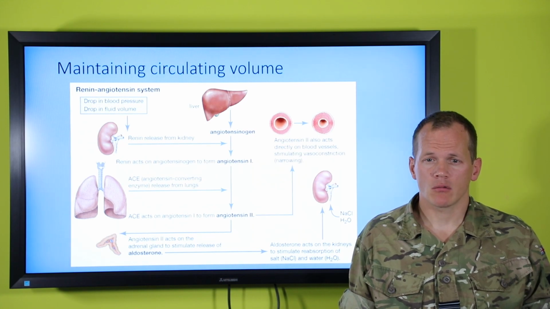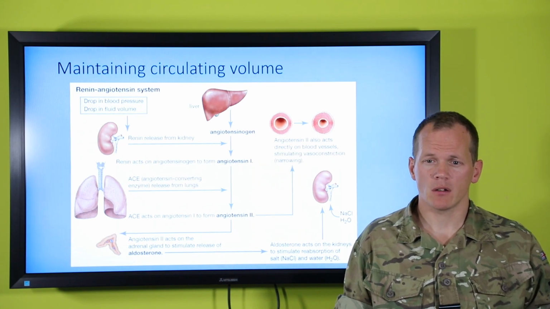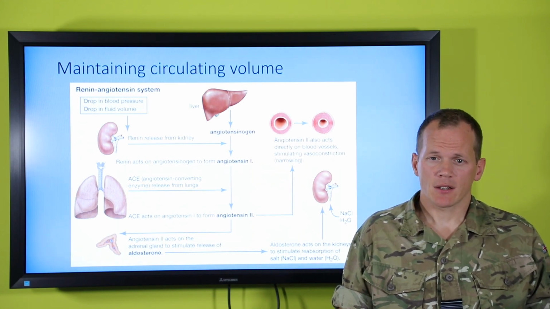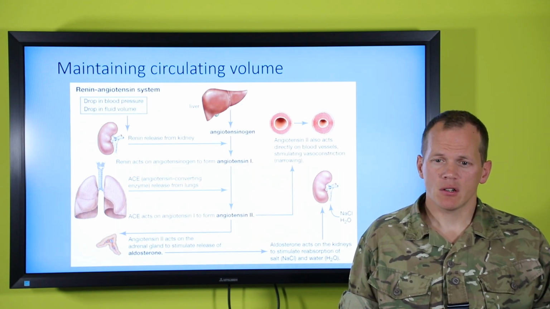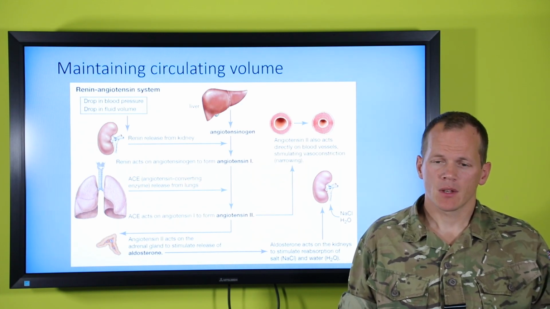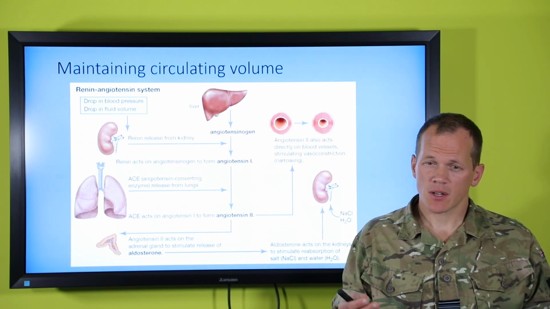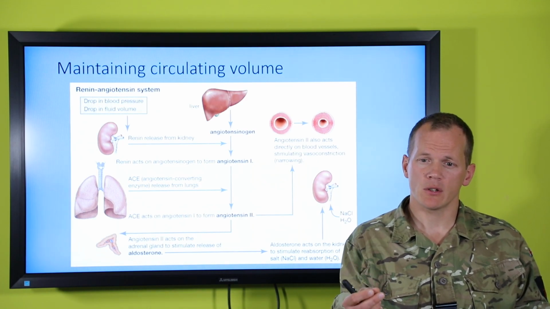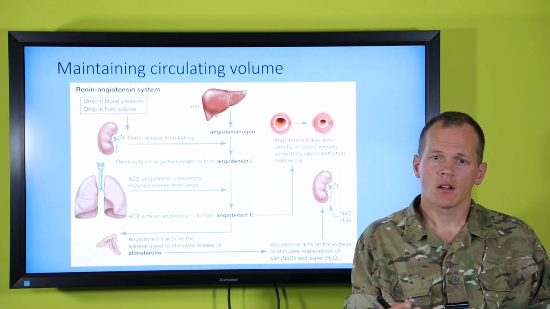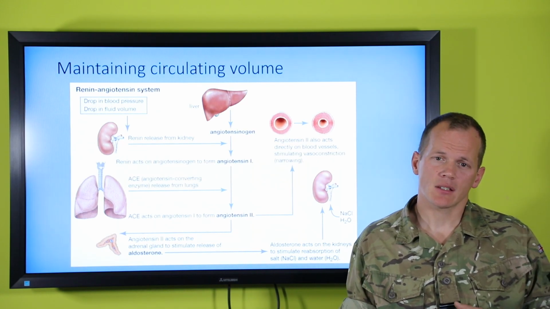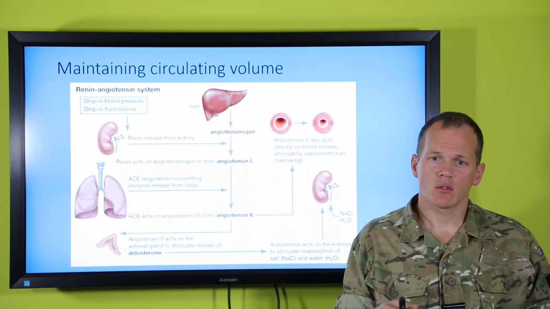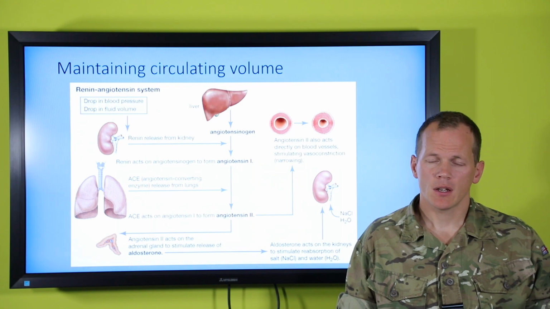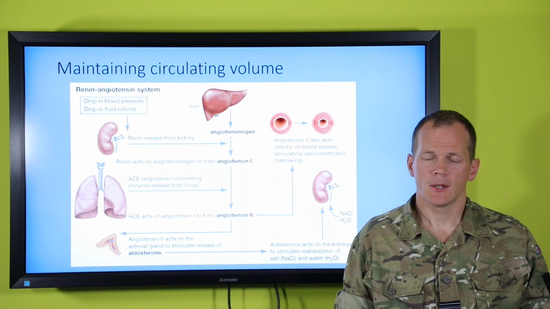It has reactions with your sympathetic nervous system as well, and it also acts on the adrenal glands to promote aldosterone synthesis and aldosterone release. Aldosterone then comes down and acts directly within your kidney, within those tubule cells in the distal convoluted tubule, and they actively retain sodium at the expense of getting rid of potassium, and the water follows sodium through those special cells to maintain your circulating volume.